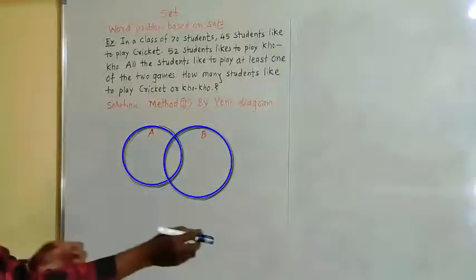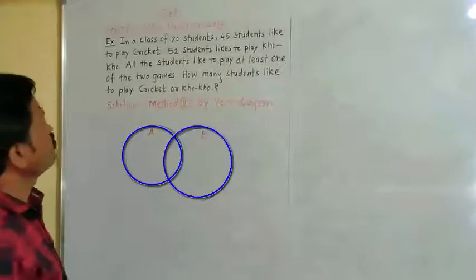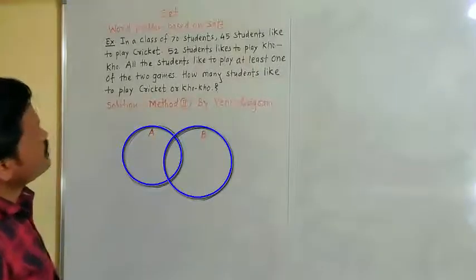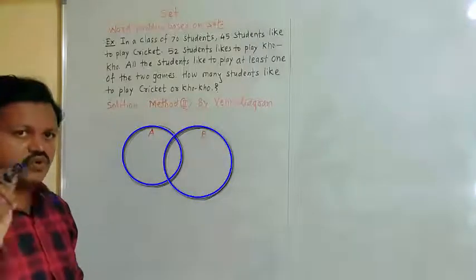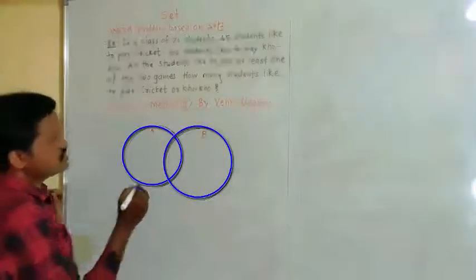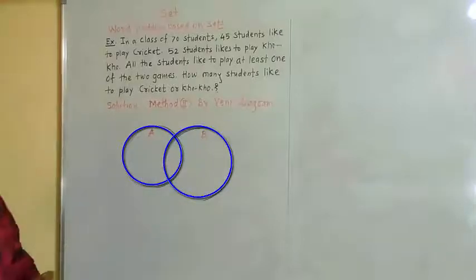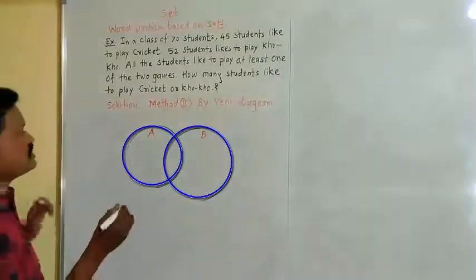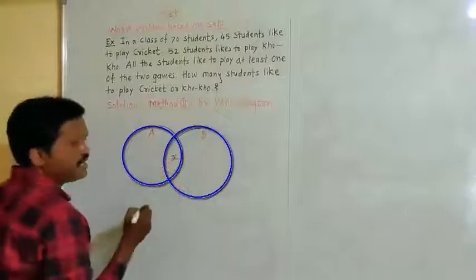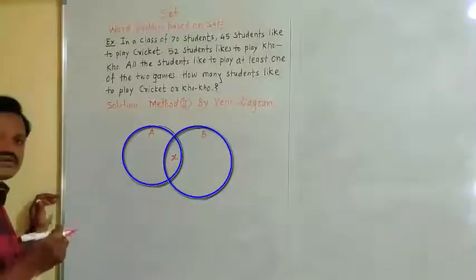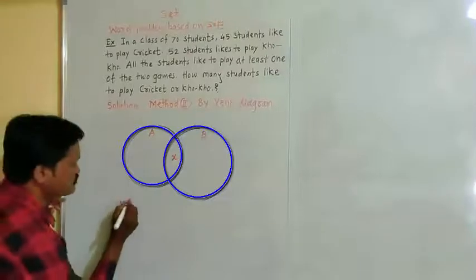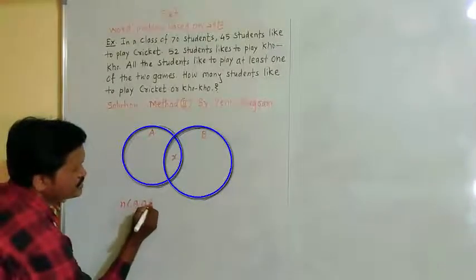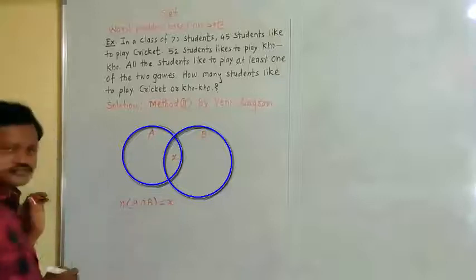Now in this set A and B, there are some students who like to play Kho and cricket. So these students are here X, who play cricket and Kho. So I write here n of A intersection B is equal to X.